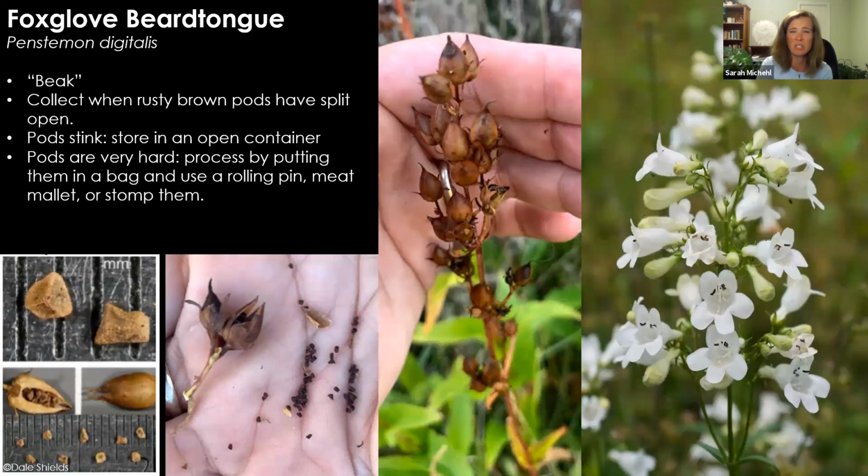They have a weird smell when they're ripe. I don't know why. Yeah, all these penstemons have a weird smell. So if you keep them in a bag or something, you're going to see that.